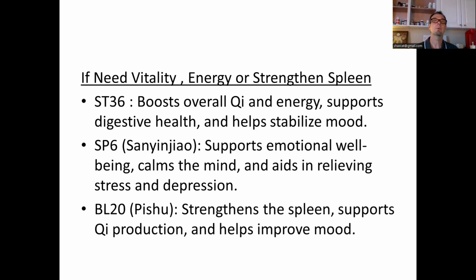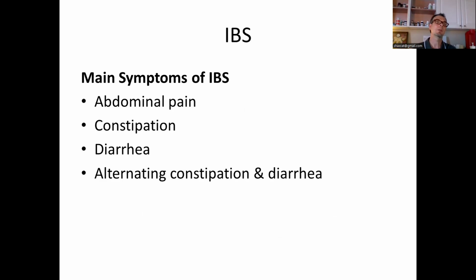And then IBS. IBS is something that you'll see quite frequently, especially in our stress-based culture. The main symptoms of IBS: abdominal pain, some bloating, the abdomen feels a little bloated, constipation, diarrhea. But the big one is alternating constipation and diarrhea, especially when they're stressed out. Does your IBS get worse when you're stressed out? Well, how did you know that? Yes, that is part of IBS.